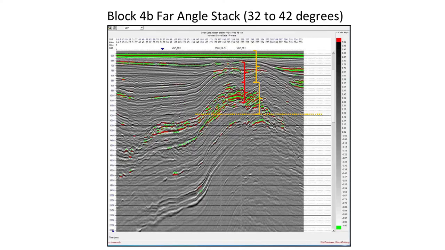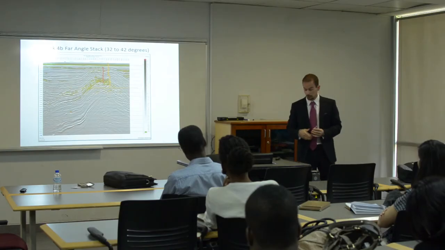So on the far angle stack, 32 degrees, over this one particular feature, we see good conformance of high amplitude. This is strong negative amplitude, because it's a soft reflector. It conforms really well to structure, and you could almost believe there's a common contact here from this gas.